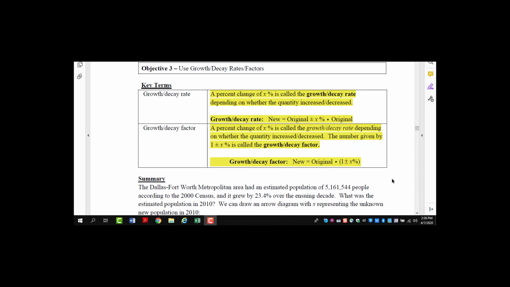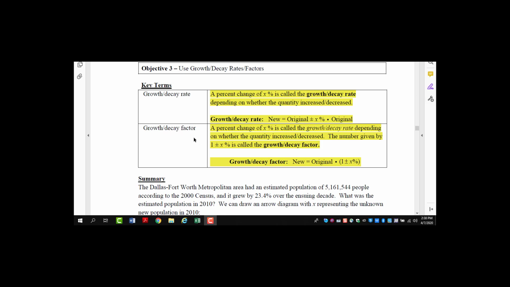Okay, this is section 3, part B, and we're going to deal with growth and decay rates and growth and decay factor, which are related. So a growth rate is just a percent change. Could be positive, could be negative. It's called a growth or decay factor, depending on whether the quantity is increasing or decreasing.